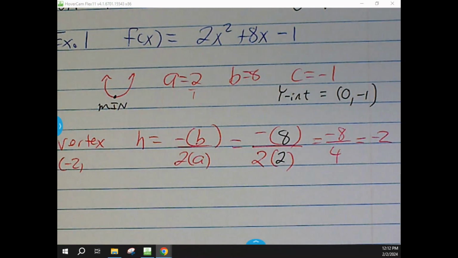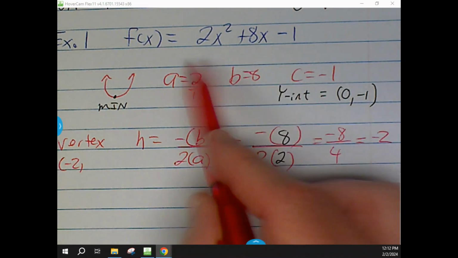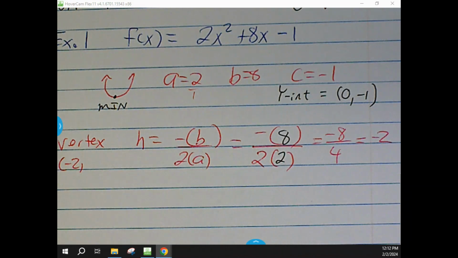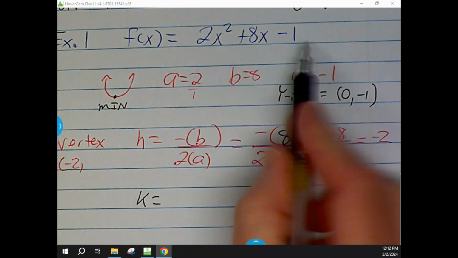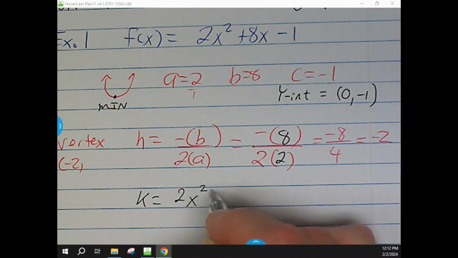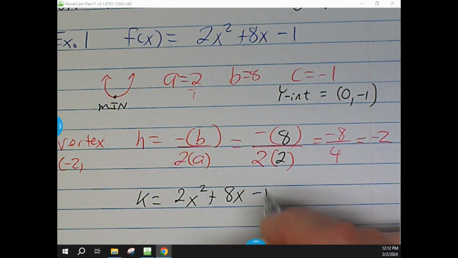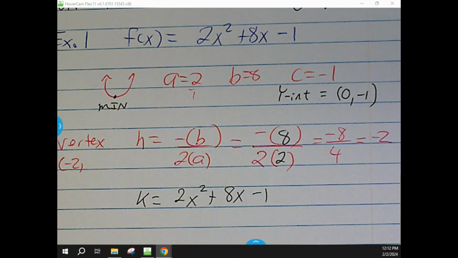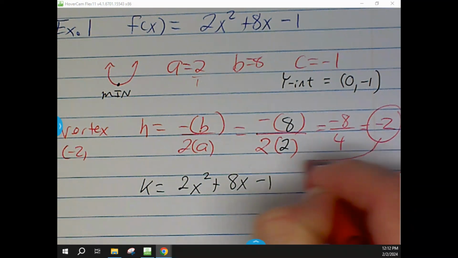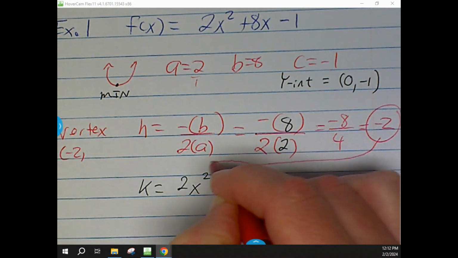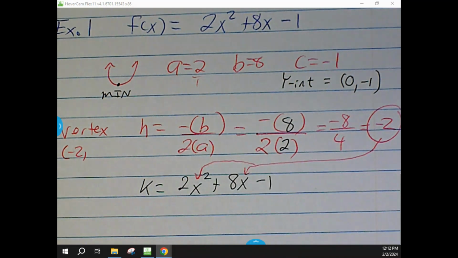It's negative 2. To find the other number, all we're going to do is take this negative 2 that's here and plug it back into the equation up here. So to get the k value, that's going to be the 2x squared plus 8x plus 1. We're going to plug in this negative 2 for x here, and for x here.